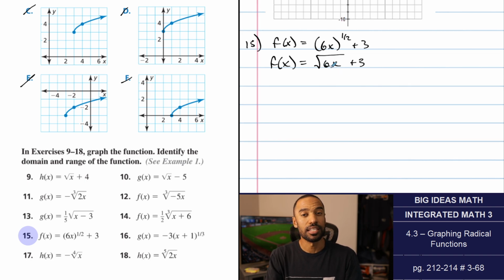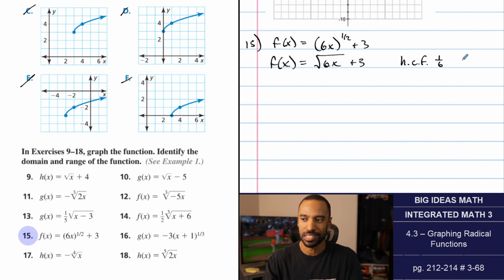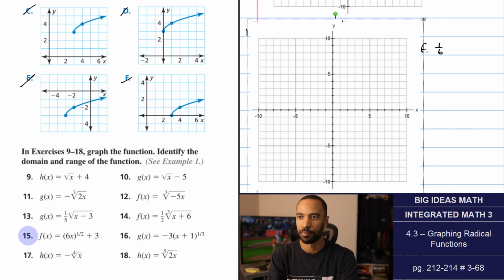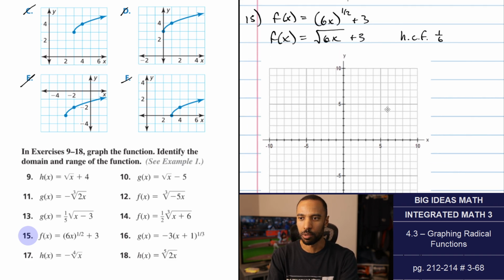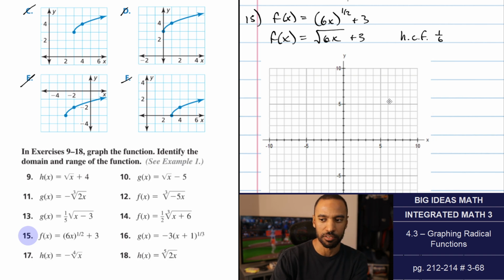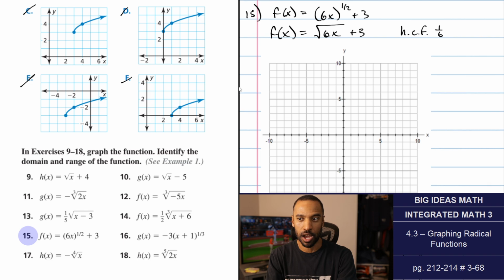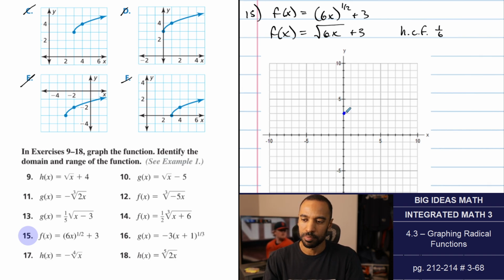Now, this 6 inside of the function refers to a horizontal compression. We have a horizontal compression factor of 1/6. Okay, we are going to translate this 3 units up in the meanwhile. So, horizontal compression factor of 1/6 means we have to divide our x's by 6 compared to how much we normally would have gone over to go up the same height. Now, we start up 3 units like this for our vertex.